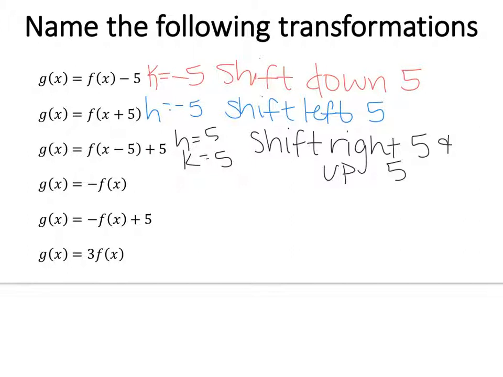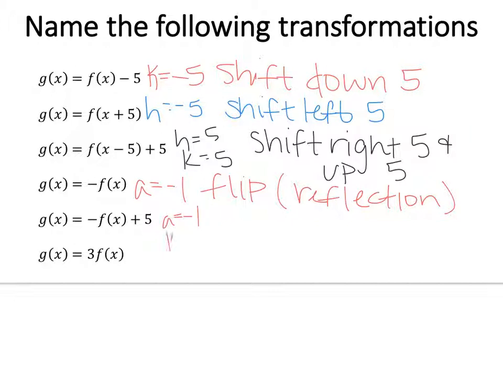This next one, negative f of x. Remember, your a value is always in front. Since I'm multiplying everything by a negative 1, that just tells me I'm going to flip the graph. So the graph will be upside down. It's called a reflection. For the next one, again, a is negative 1, k is positive 5, so it's going to be reflected and shift up 5.